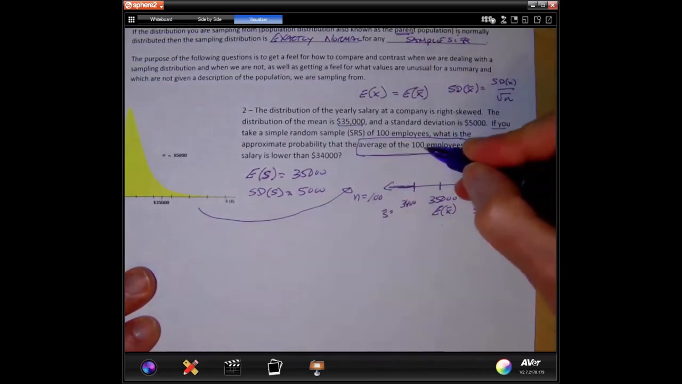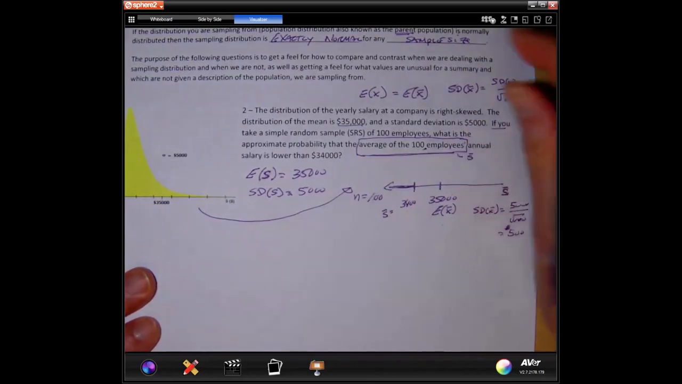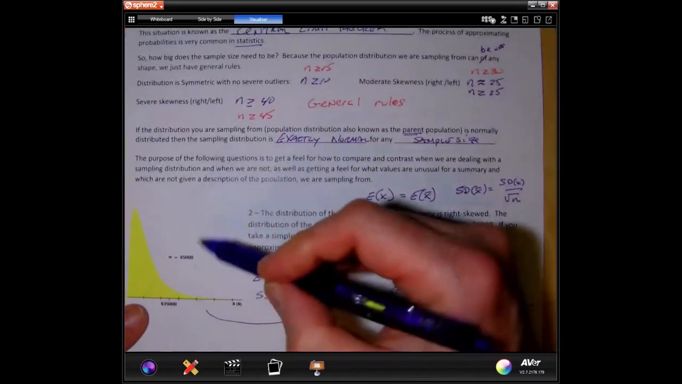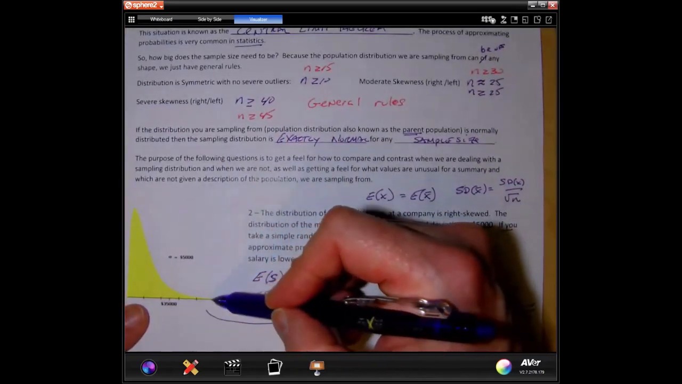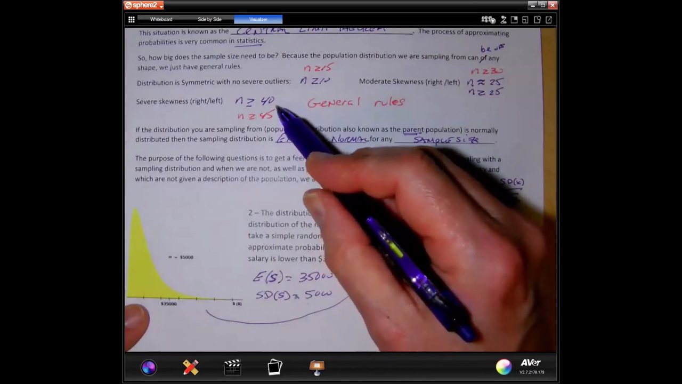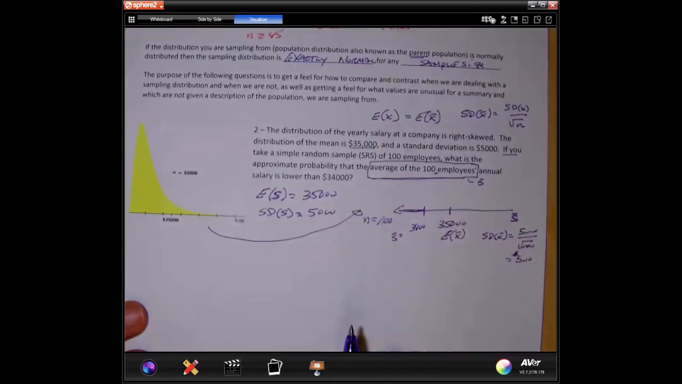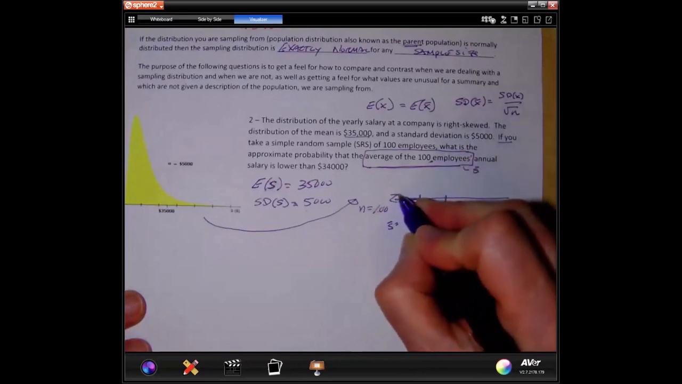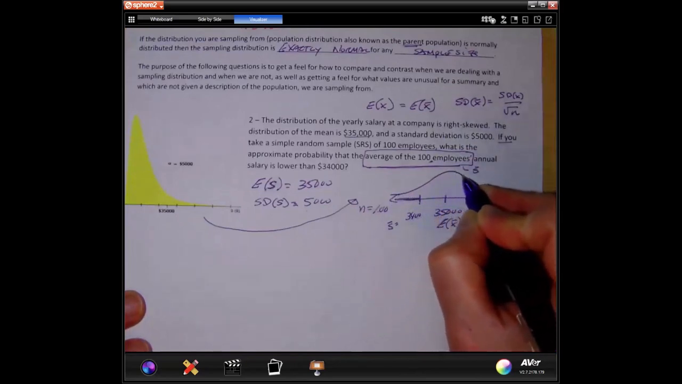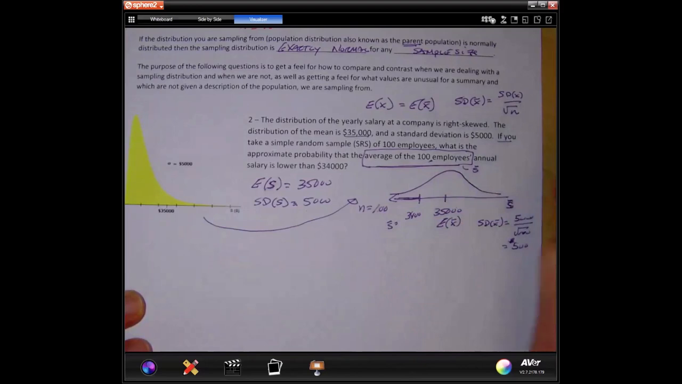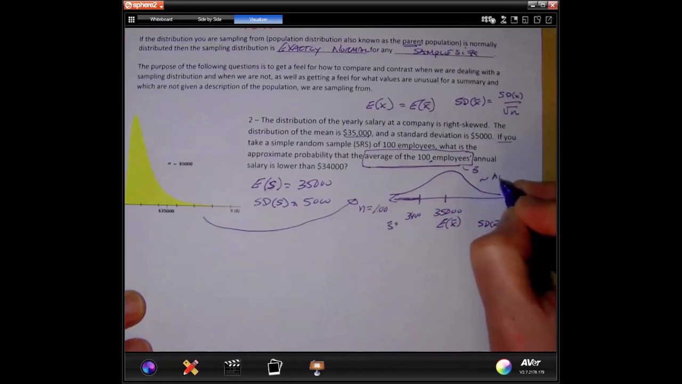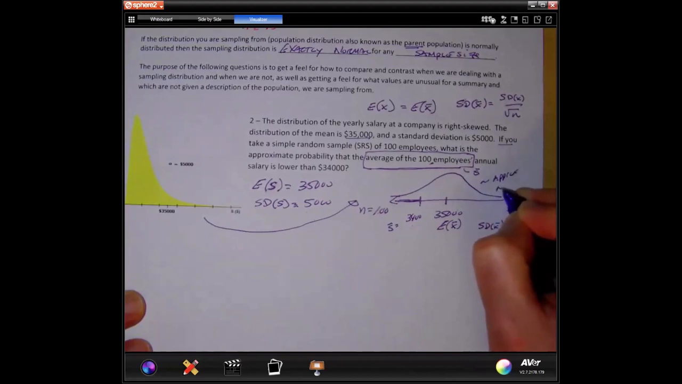Well, clearly this is 100 employees. That meets the criteria we had earlier. The population is definitely, I'm going to call this, severely right skewed. And if the sample size is almost always bigger than 40 or 45, we are okay. We're at 100, we're more than okay. Okay for what? To say that this distribution is approximately normal.